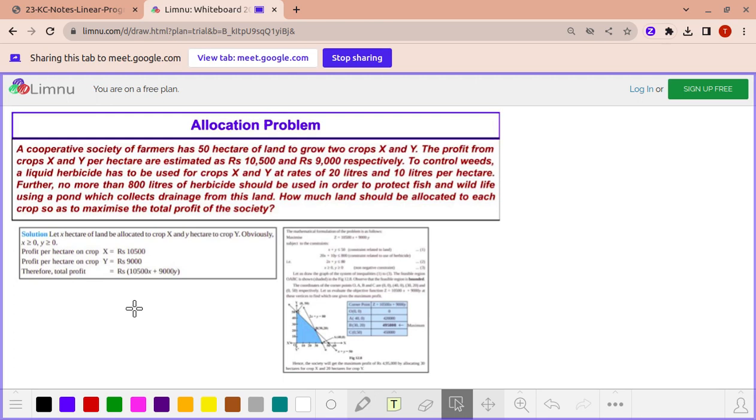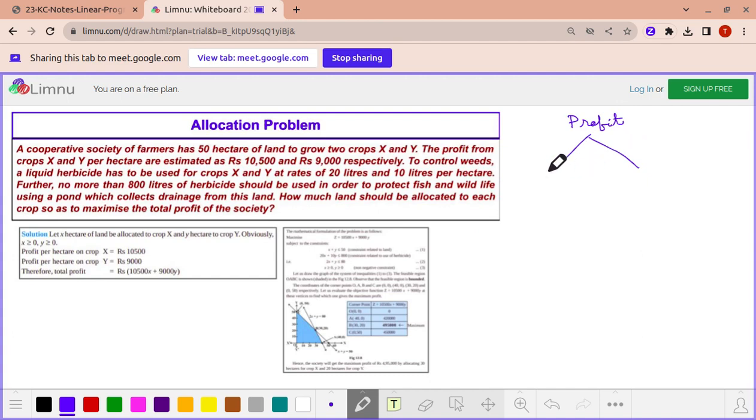This is the first statement. The profit from the crops X and Y per hectare are estimated at rupees 10,500 and rupees 9,000 respectively. Okay. So if I write the profit, let me use blue color. So first we write the profit from crop X and crop Y.